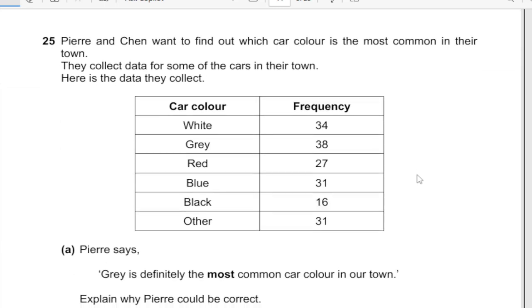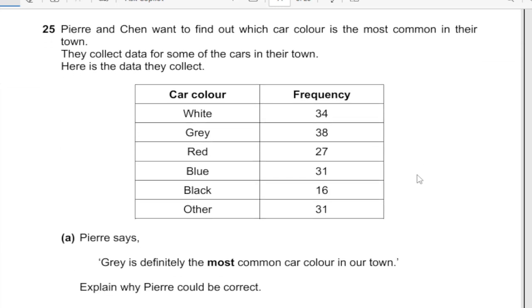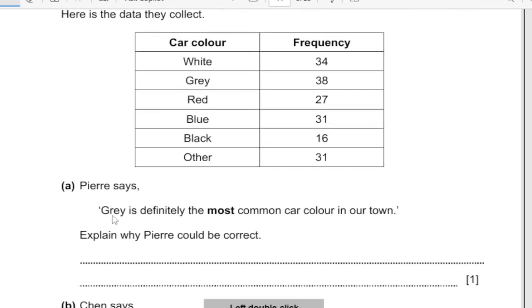Now next question, number 25. Pere and Chen want to find out which car color is most common in their town. They collect data for some of the cars in their town. Here is the data collection. Pere says that gray is definitely the most common car color in our town. Explain why he could be correct. So gray, if you see, is 38, which is more than any of the others. So that means he can be correct.